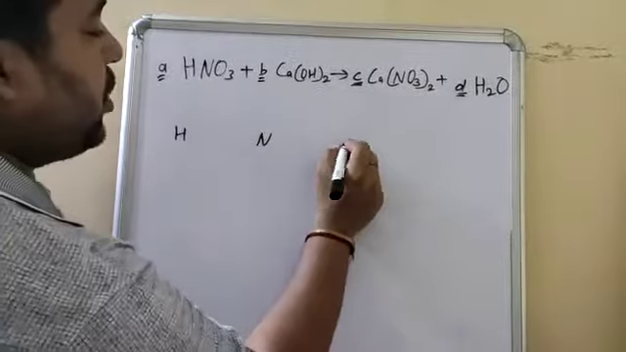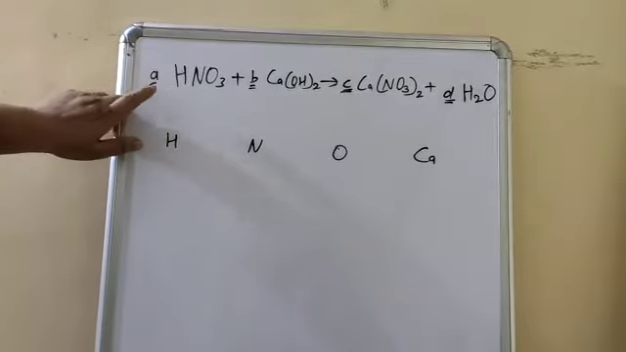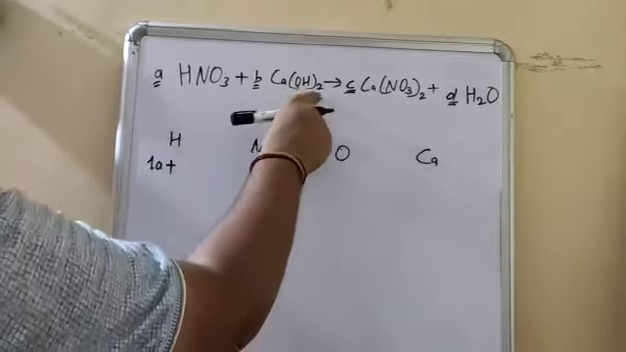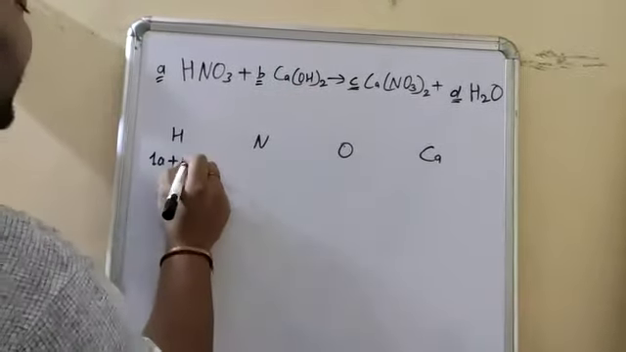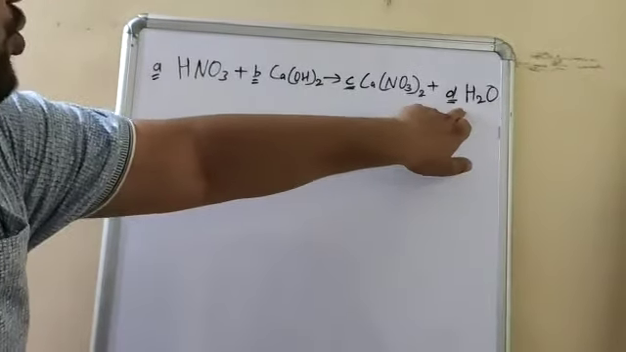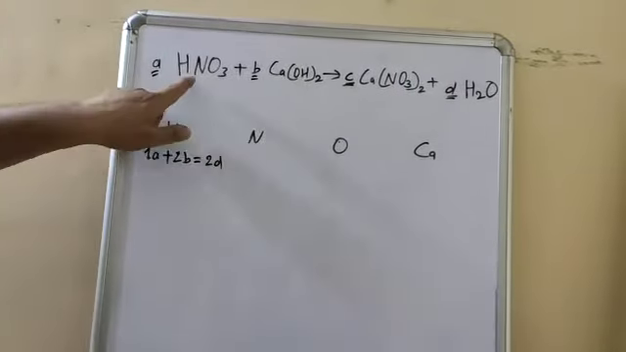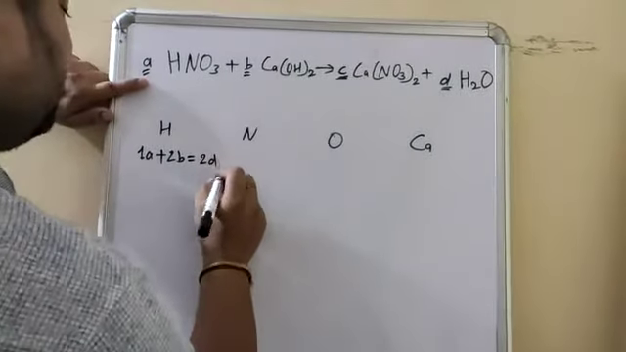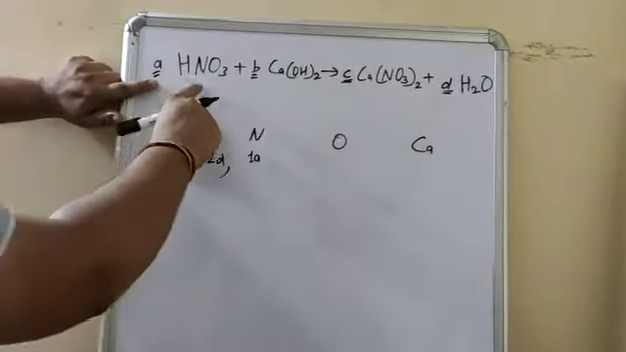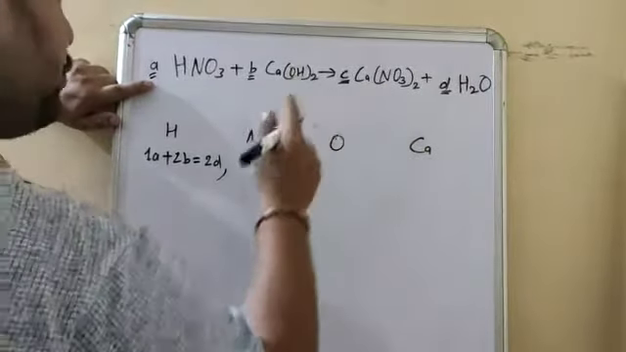nitrogen, oxygen, and calcium. So one nitrogen, so 1A plus 2 hydrogen, so 2B equal to right side, 2 hydrogen only, so 2D. Nitrogen, 1 nitrogen, so 1A. You can write A only, no problem. 1 nitrogen, so 1A. This side 2 nitrogen, so you will write 2C.